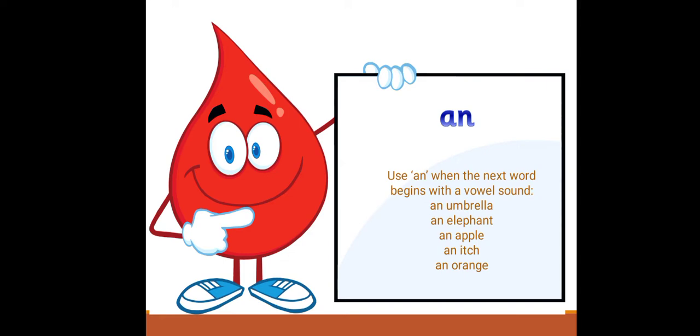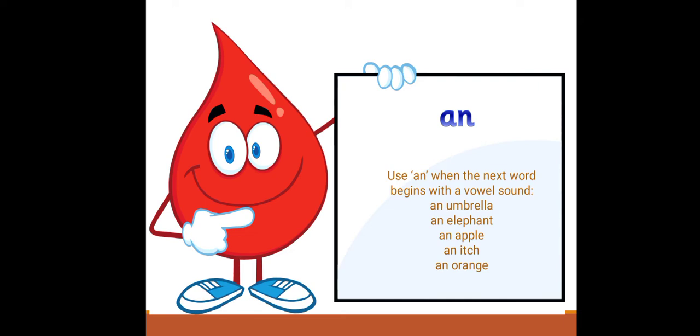Now, we'll be learning about an. We use an when the next word begins with a vowel sound. Children, remember, we have to look for the very first letter of a word, like the first one, umbrella, U. U is a vowel sound, so we'll write an umbrella. Elephant, E, E is a vowel sound, so an elephant. Apple, A, A is a vowel sound, so an apple. Hour, H, I is a vowel sound, so an H. Orange, O, O is a vowel sound, so an orange.